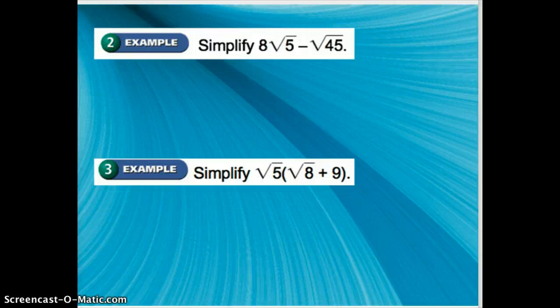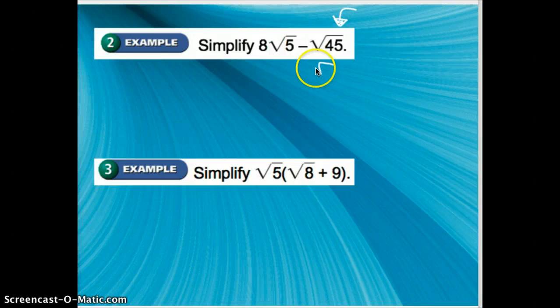If I ask you to simplify something like 8 root 5 minus root 45, it's a little more complicated because right now they're not like radicals, since one has root 5 and one has root 45. So you want to see: is there any way you can make these like radicals? Yes, if we use our simplifying radicals from the other day, we can simplify root 45 because it has a perfect square that goes into it.